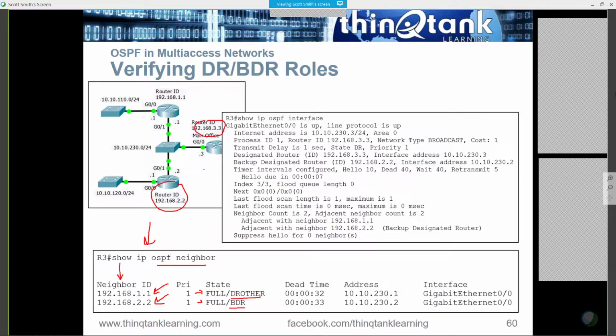Now yours might look different. It just depends on which router you configured first. If you configured router 1 first, then router 1's the DR. If you configured router 2 first, then router 2's the DR. That's kind of the point I'm trying to make, is depending on which router you configured first is the one that's going to become the DR. No matter what the router ID is set to, no matter what the priority is set to, whichever router you configure first, that becomes the DR.